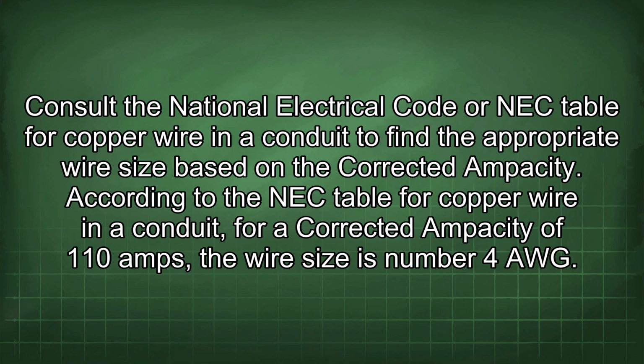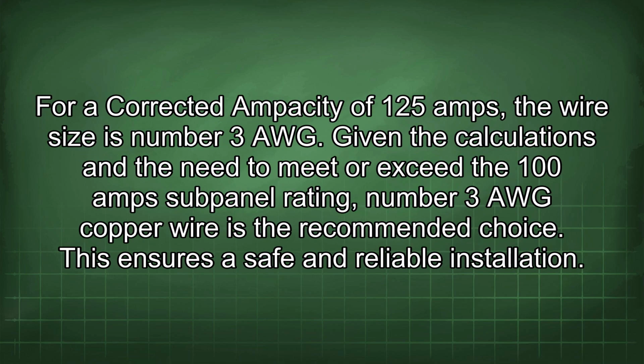According to the NEC table for copper wire in a conduit, for a corrected ampacity of 110 amps, the wire size is number 4 AWG. For a corrected ampacity of 125 amps, the wire size is number 3 AWG. Given the calculations and the need to meet or exceed the 100 amp subpanel rating, number 3 AWG copper wire is the recommended choice. This ensures a safe and reliable installation.